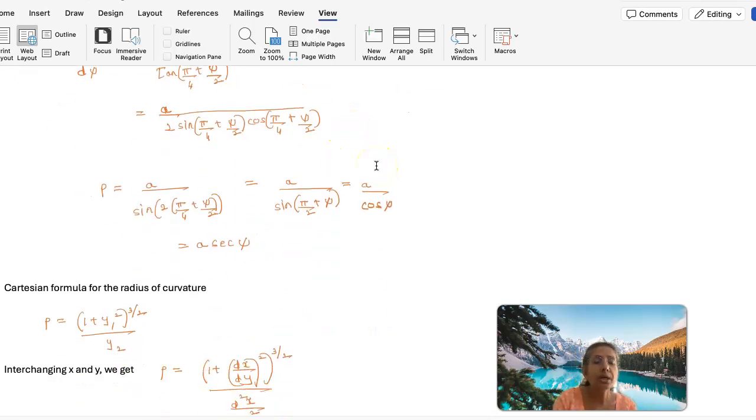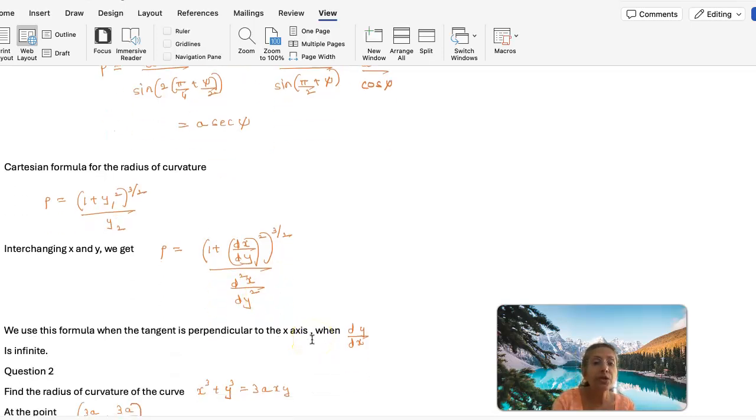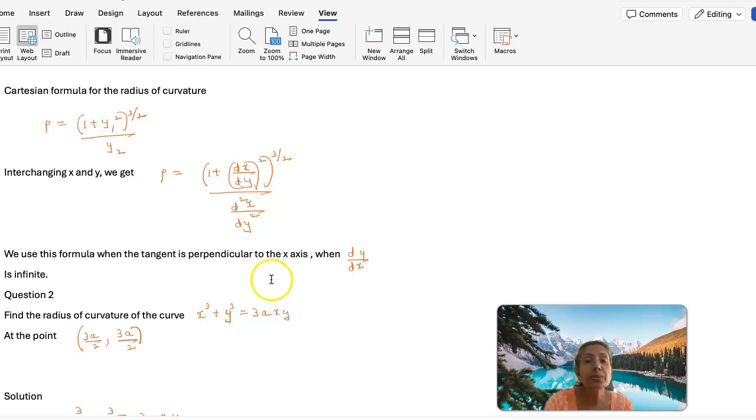Now, what about the Cartesian formula for the radius of curvature? That is given by rho equal to (1 plus y1 squared) the whole raised to 3 by 2, divided by y2, where you know that y1 and y2 are the first and second order derivatives with respect to x. Interchanging x and y, we get (1 plus (dx by dy) squared) the whole raised to 3 by 2 by d2x by dy squared, and we use this formula when the tangent is perpendicular to the x-axis. That means when dy by dx is infinite.